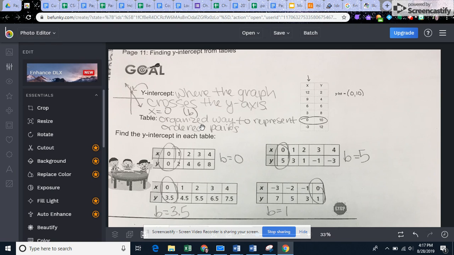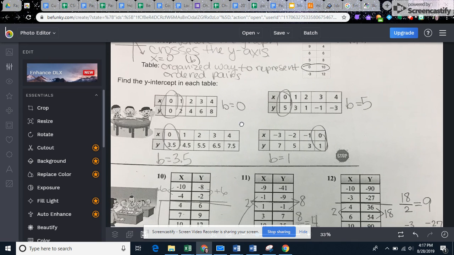A table, to define that, is an organized way to represent ordered pairs. And so there are all kinds of examples of tables on this page. Over here, you will notice that on this picture we have our x, y table, and you're going to notice here where x equals 0, that one is your y-intercept. So where x equals 0, y equals 10, so your y-intercept as an ordered pair would be (0, 10). If you're talking about it just in the form of b, because you're going to be taking it to write an equation, you could say that b equals 10, because that's where x equals 0.